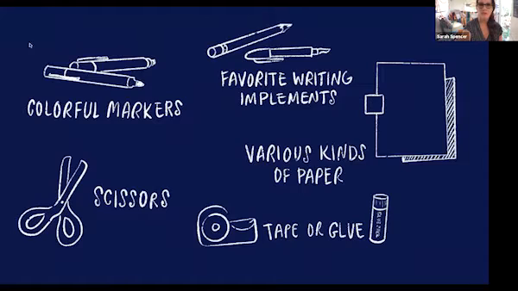So some things that I like to have on hand always, and for this particular workshop, would be your favorite office supplies or crafting materials. What I like to have around are my colorful markers. So I've got my set of Neuland markers here. I have a favorite writing implement, in this case a pencil. Scissors, of course. You might not need scissors for this, but maybe you do, depending on how crafty you get with this project.